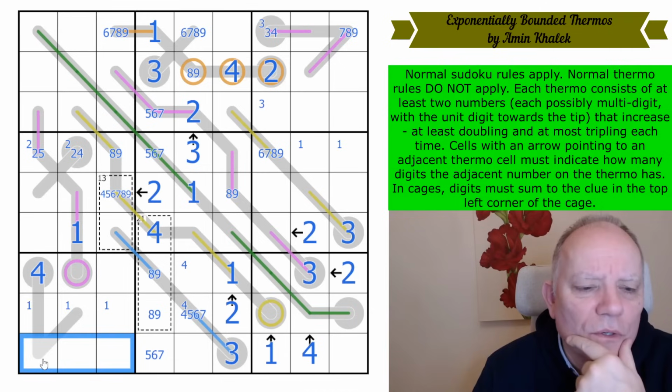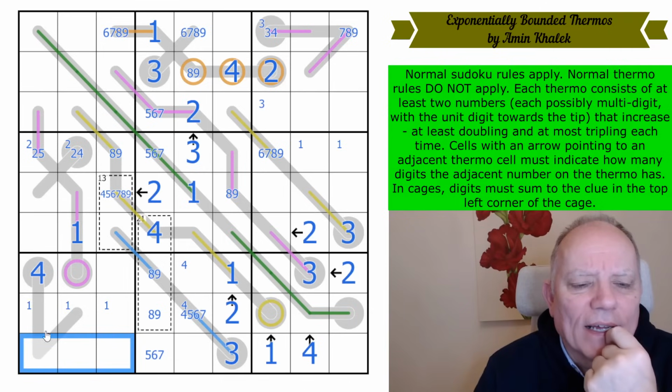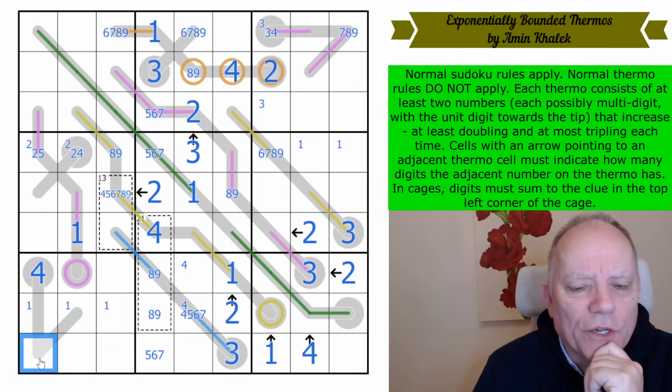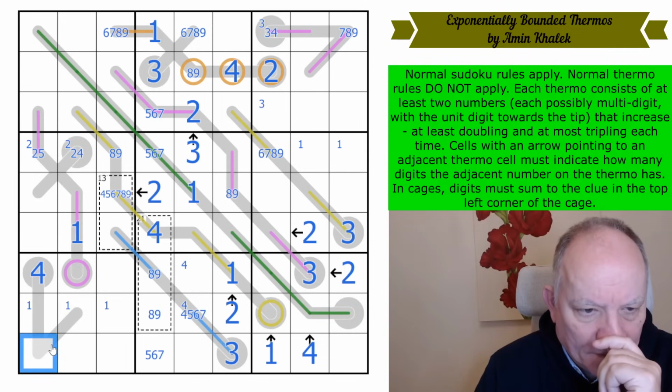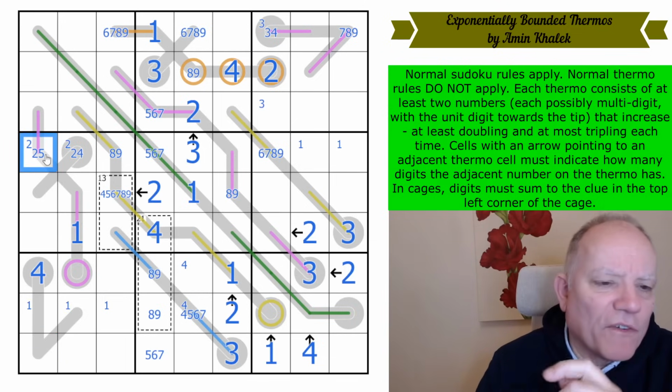There's a 2 somewhere here. Now, if this is 1, 1, 2, the 2 is here. And that would have to be a 5.